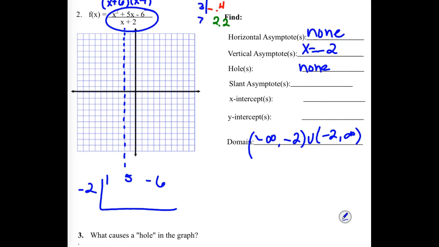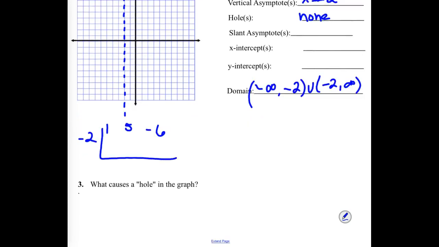All right. We bring down the first number to get us started. We multiply the negative 2 times 1, and then we add our column. We multiply the negative 2 times 3, and we add our column. What did those numbers mean? What's the negative 12? That's the remainder.